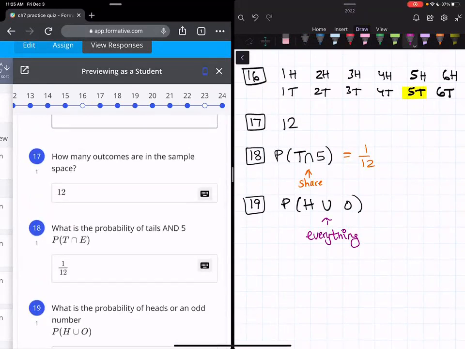And then again, what's its head or odd? What's the union? What's everything? So how many heads are there? 6 heads? Oh, you're talking about in the sample space. Yes. Sorry, 6 heads happen in our sample space. How many other ones are odd? 3 other ones are odd for a total of?